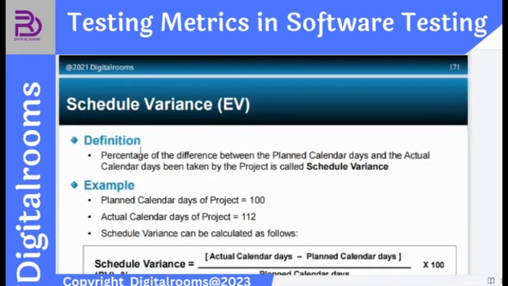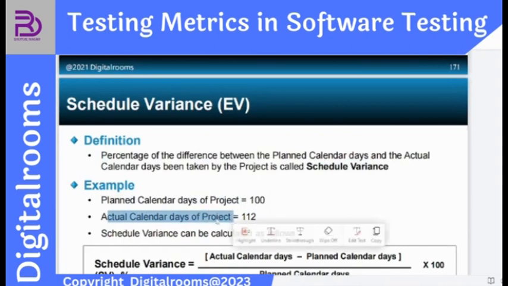Schedule variance is what? The percentage of the difference between the planned calendar days and the actual calendar days taken by the project is called schedule variance. For example, planned calendar days: say I am planning to finish this particular project in 100 days. And what are the actual calendar days of the project, which is currently running? That is 112.